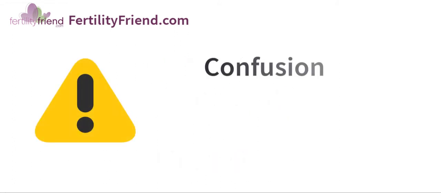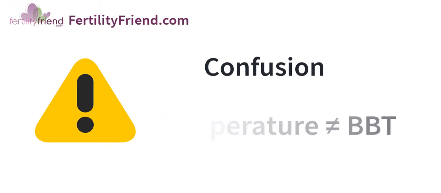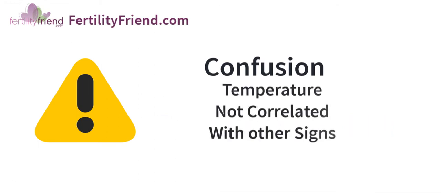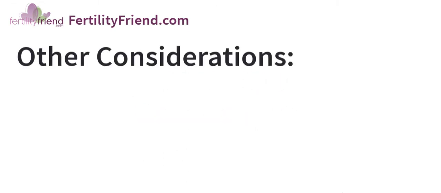It can also be highly confusing as these temperatures may not be quite what they seem. They may limit your use of other fertility signs that help to complete the picture of your fertility. These devices cannot be used with Fertility Friend and may render the data analysis inaccurate. Other considerations. Privacy. Many devices involve the usage of a specific app and cloud services. Verify their privacy policies and make sure they are acceptable to you.